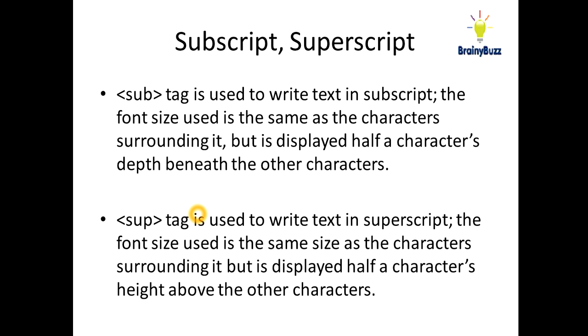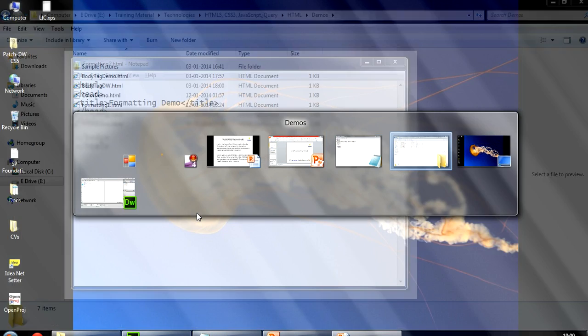Subscript is basically what you write as your characters. For example, for subscript, in chemistry you have H2O. So the H and after that the 2 will be written in subscript. For superscript, in maths you have a square plus b square. So the 2 in a to the power 2 will be your superscript. Now we'll see an example for it.